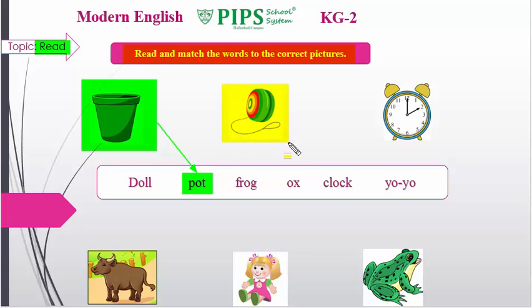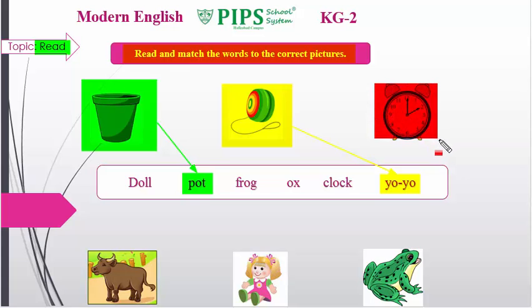Next one is yo-yo, and here are the spellings of yo-yo. Now we will match the yo-yo with its spellings like this.